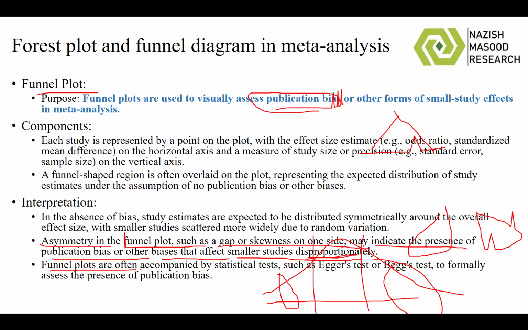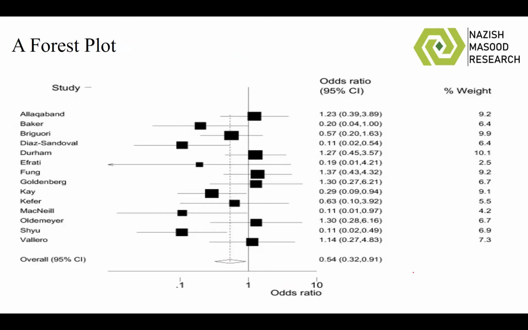Funnel plots are often accompanied by Egger's test and Begg's test to detect publication bias. I will not go into the details of these, and personally, I have not really tested and played with Egger's test and Begg's test a lot. So normally we just look at the funnel plot to detect publication bias.